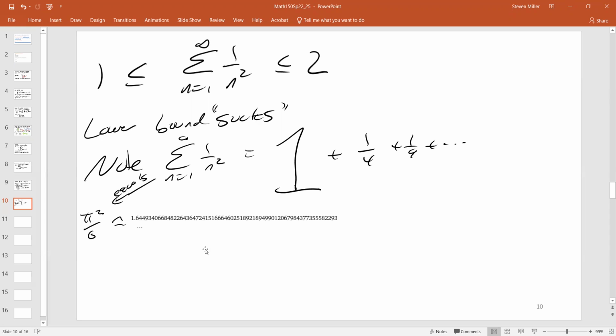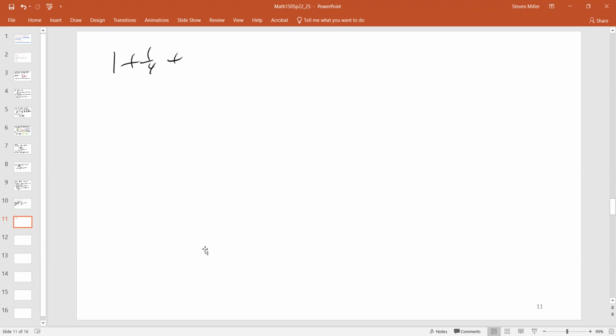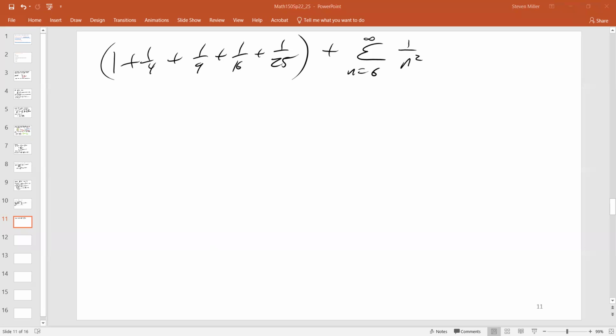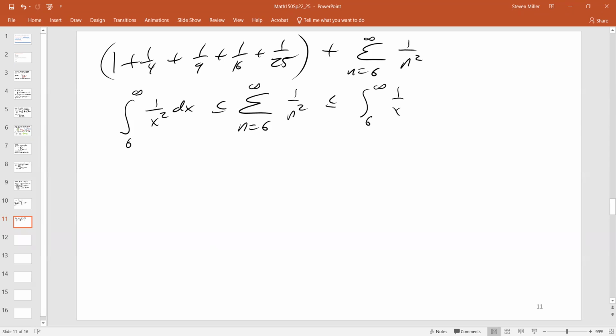So here's how you could make it better. Do 1 plus 1 fourth plus 1 ninth plus 1 sixteenth plus 1 twenty-fifth plus the sum from 6 to infinity of 1 over n squared. What if I did that? Now, to figure out the sum of 1 over n squared, I would have the integral from 6 to infinity of 1 over x squared dx is less than the sum from 6 to infinity of 1 over n squared, which is less than the integral from 6 to infinity of 1 over x squared plus, now, what would be the area of the first box? It would be 1 over 6 squared times 1.